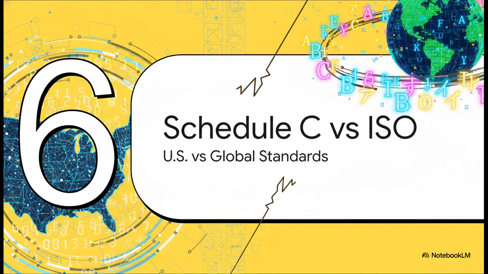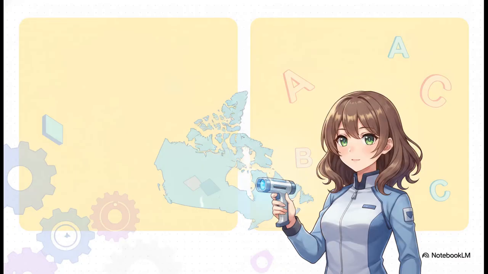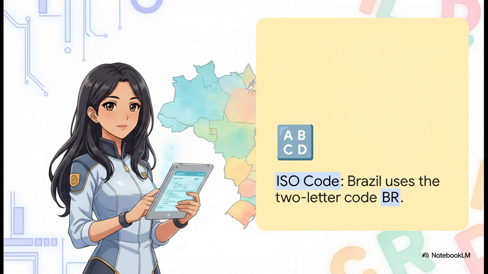Finally, let's explore Section 6, Schedule C versus ISO codes, U.S. versus global standards. So, while Schedule C utilizes highly specific numbers like 122.0 to map North America's spatial sequence, the international community often uses something called the Annex B International Standard, or ISO codes. The ISO system simplifies Canada to just the letters CA. It's a really fascinating contrast between the rigid, sequential numbering of Schedule C and the intuitive alphabetical approach of the ISO. It's the exact same story with Brazil. Its complex three-digit Schedule C identifier of 351.0 simplifies globally down to just the letters BR.